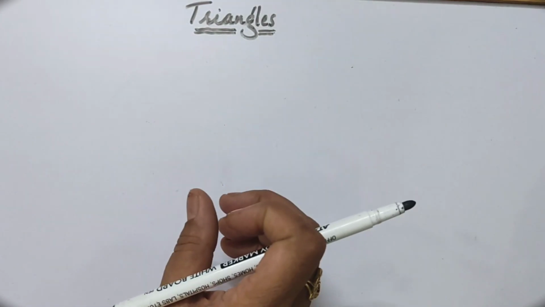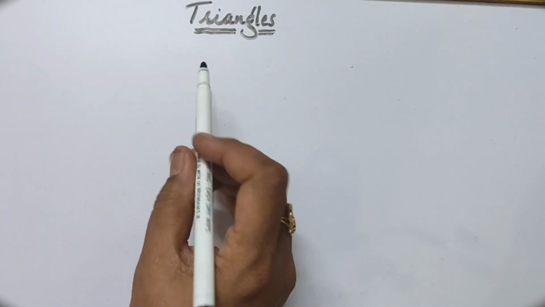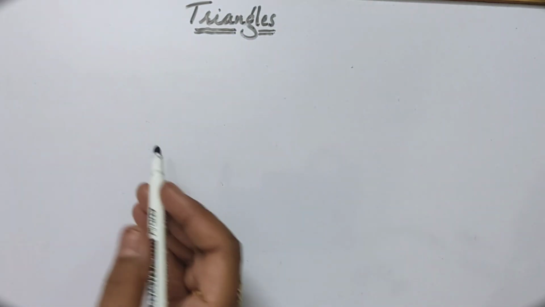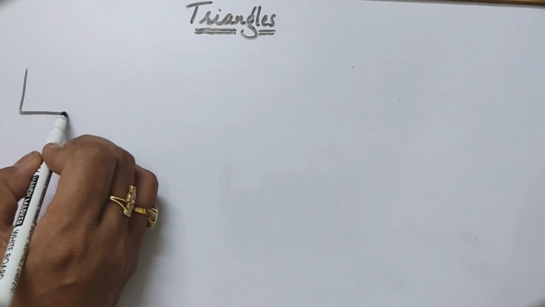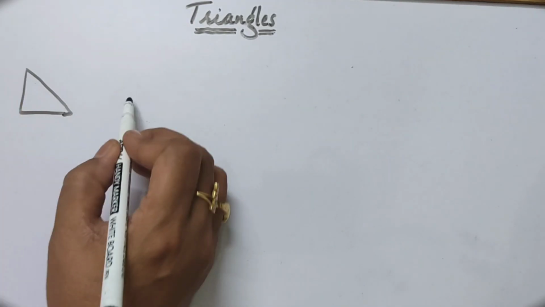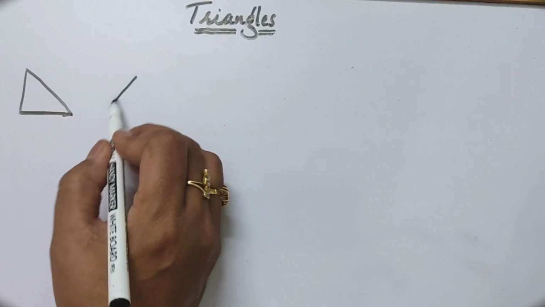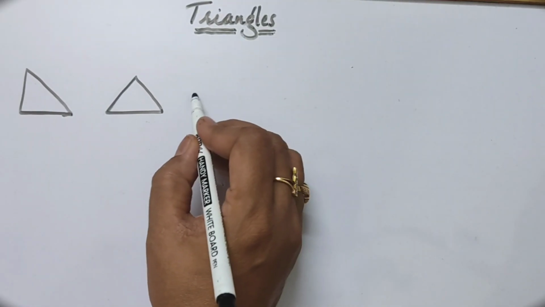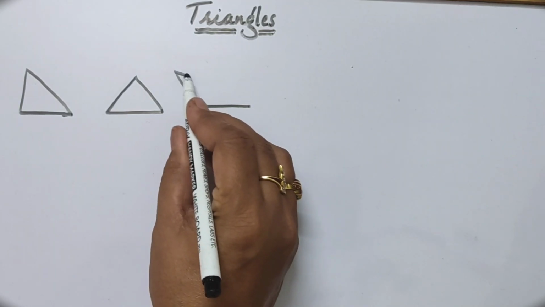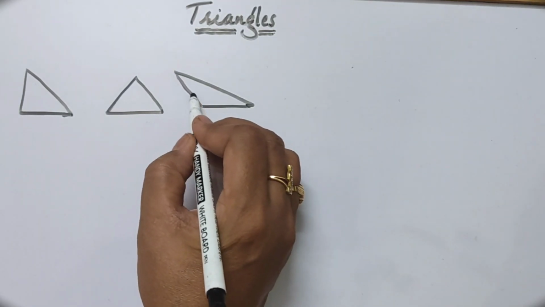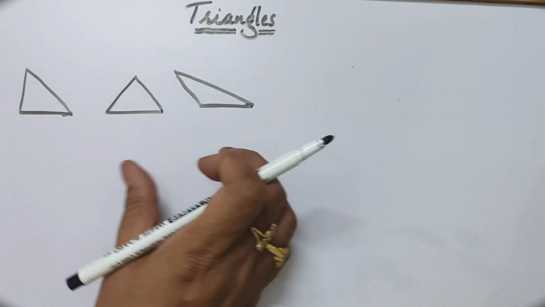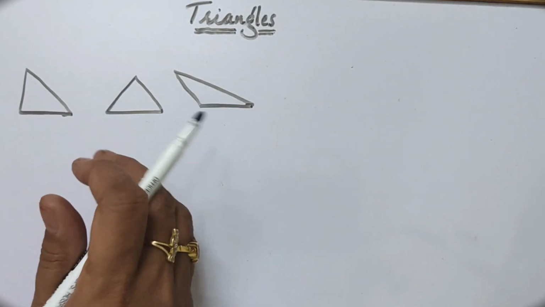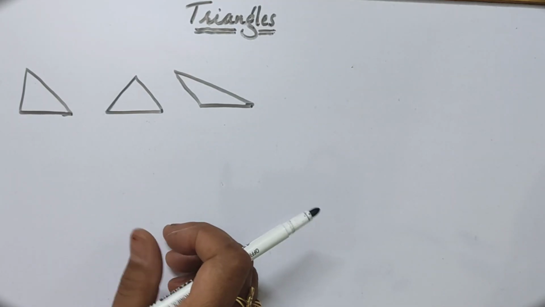Today we are diving into one of the most fundamental shapes in mathematics, that is triangles. Triangles come in all different shapes. We have got a right angle triangle, right? Now this is an acute angle triangle, okay? Now this is an obtuse angle triangle, okay? So now these triangles come in all different shapes and sizes, but they all share some amazing properties, right?